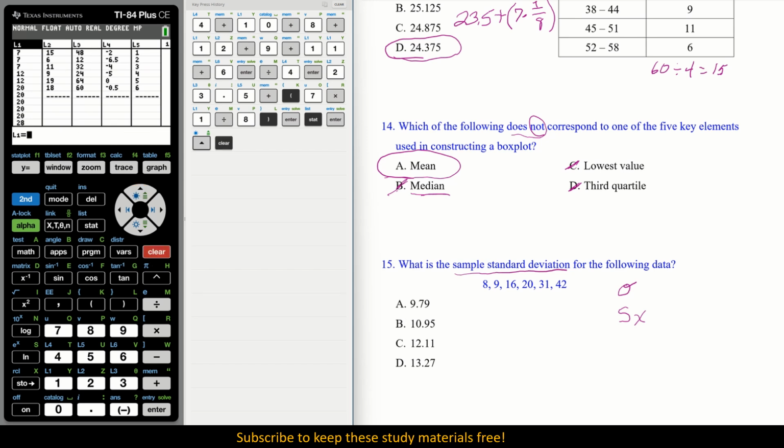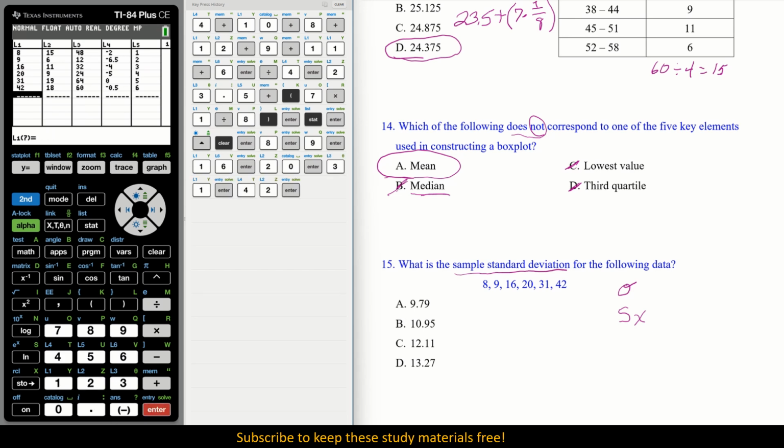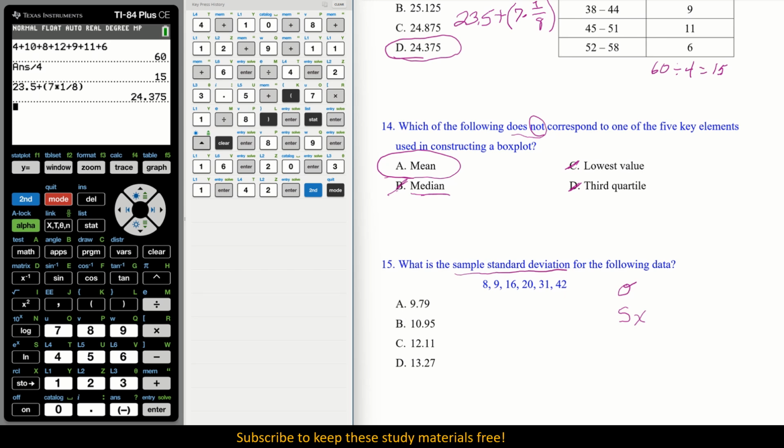And I'm going to remember, I'm highlighting L1, pushing clear. Don't push anything else but clear to get rid of your values, okay? All right, so I have 8, 9, 16, 20, 31, and let's enter 42. So we should have 6 values. Yes. Now make sure you back out, okay?